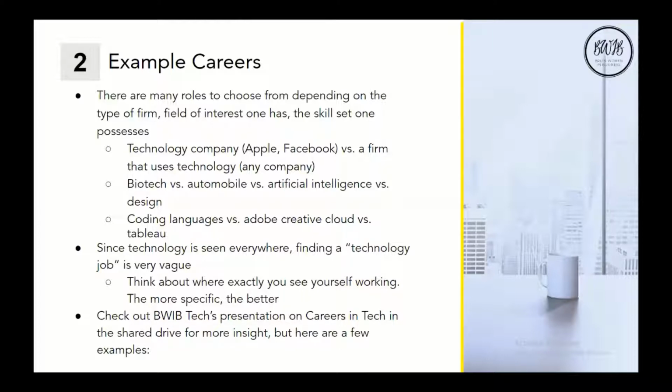Some examples of different types of firms include a tech company like Apple or Facebook versus a firm that uses technology, or what is sometimes referred to as a consumer of technology, and this can basically be any company. Some possible fields within the industry can range from biotech to developing the technology behind what powers cars and automobiles to the technology that is artificial intelligence to design. There's tons of different fields of interest.